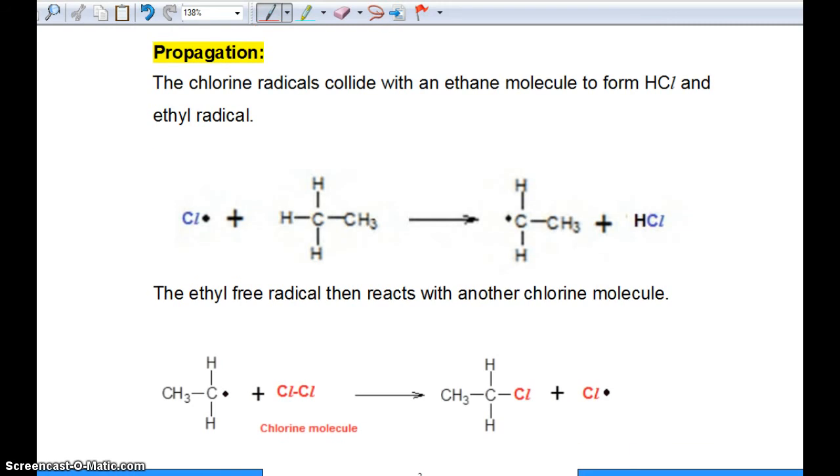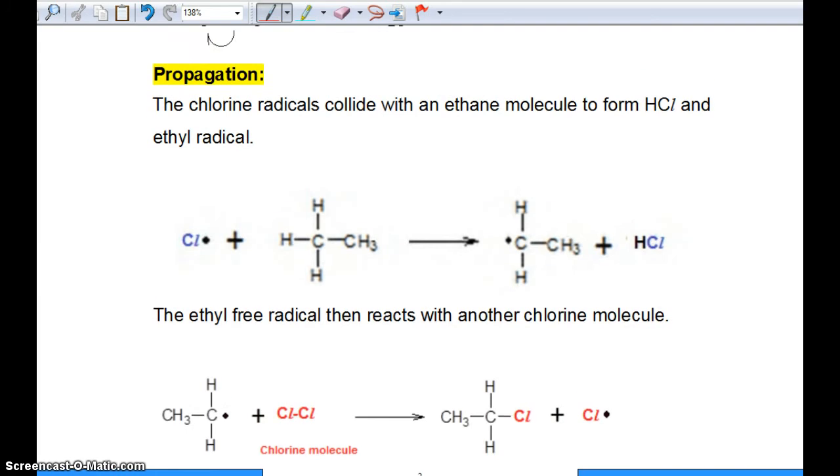Okay, in the previous video, we looked at the first step of free radical substitution of an alkane, which is initiation. Now we're going to look at the second step, propagation. Because of the constraint of the video, I can only cover one step in each video. So what happens in the first step?